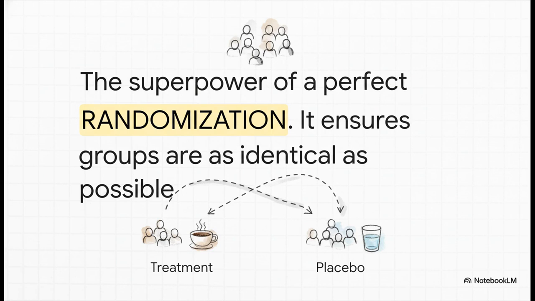It means you take a bunch of people and you randomly, and I mean truly randomly, like flipping a coin, put them in either the coffee drinking group or a fake coffee group. By doing that, you magically get rid of so much bias. It's the best tool we have to make sure the groups are pretty much identical before you even start.